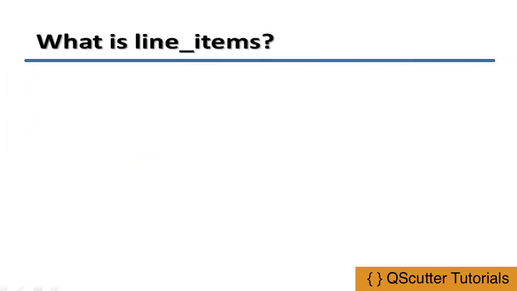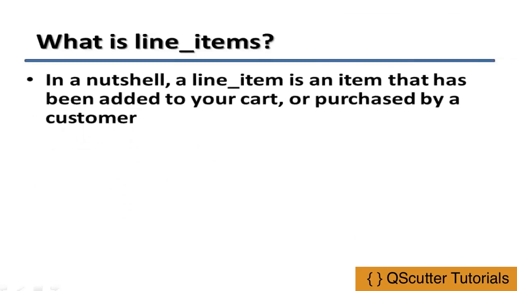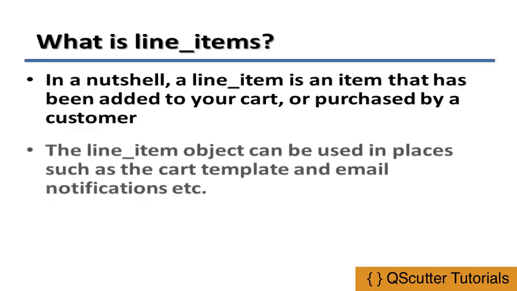What is line_item? In a nutshell, a line_item is an item that has been added to your cart or purchased by a customer. For example, a product or a shoe or a car or anything inside your store that a person wants to buy. There will be an option to add to cart, and when a person clicks on it, that product will be added to the cart.